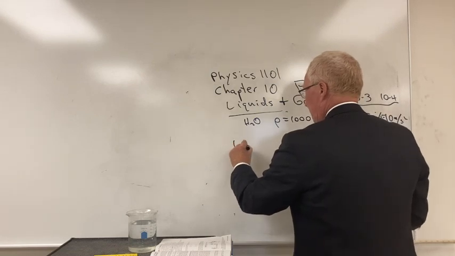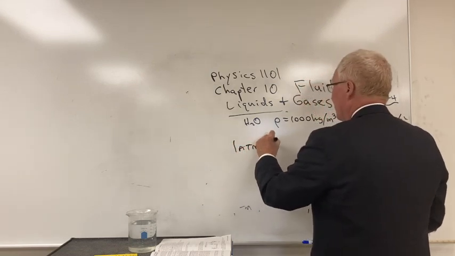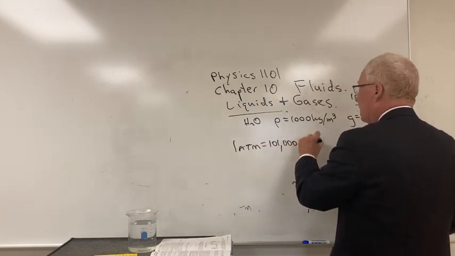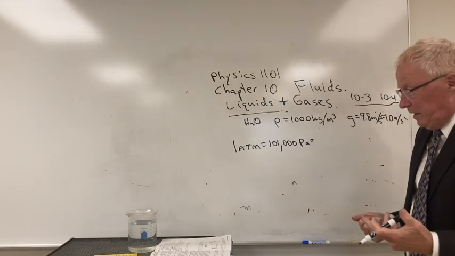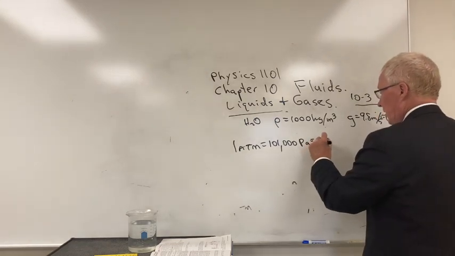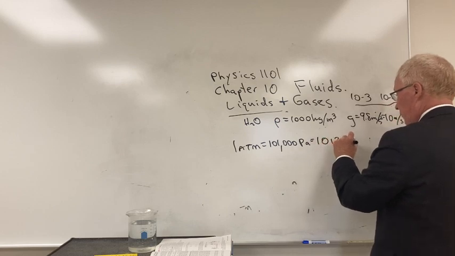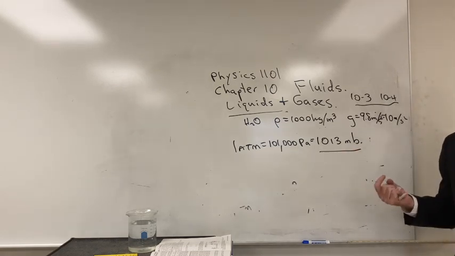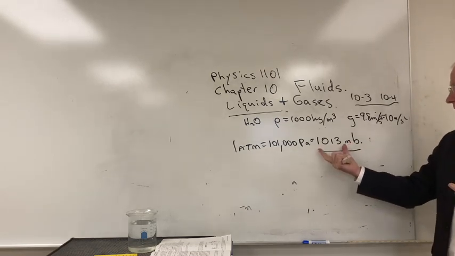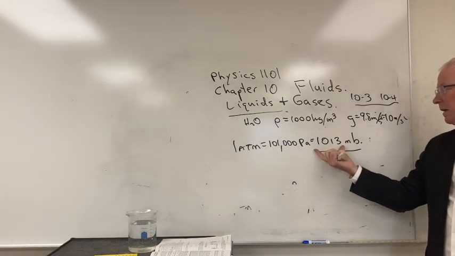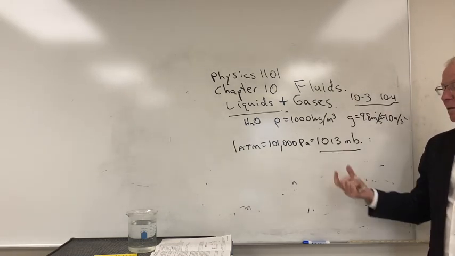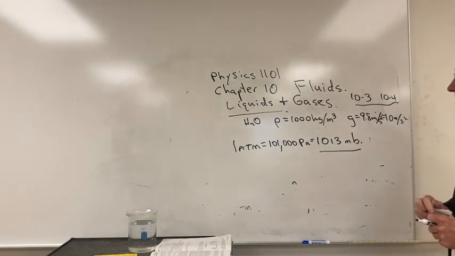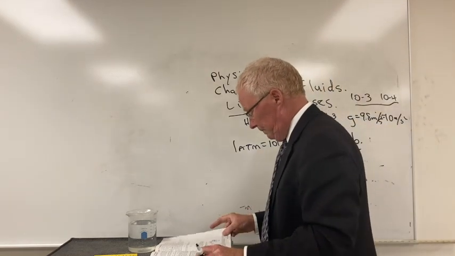So 1 atmosphere is 101,000 pascals. Or in weather, which we're not going to get into, it's also equal to 1,013 millibars. Weather maps use bars and millibars for markers. It's nice and convenient. So 1 atmosphere pressure at sea level is about 1,013 millibars. This is not a meteorology class, but that's what we use there. All right, so that's section 10.4.